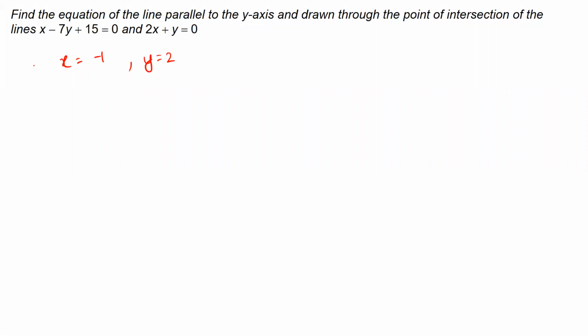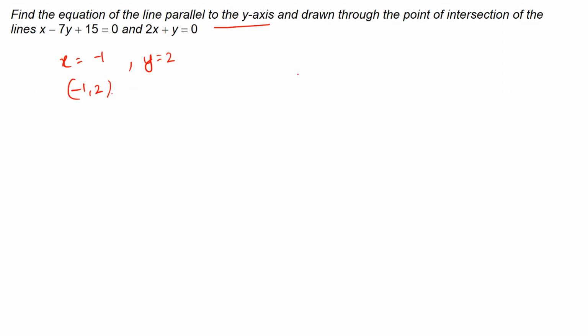So this is the solution that you get on solving the equation of these two lines. That means the point of intersection is (-1, 2). All right, now we know that our line, which is parallel to the y-axis, should be passing through this point because it passes through the point of intersection, right?